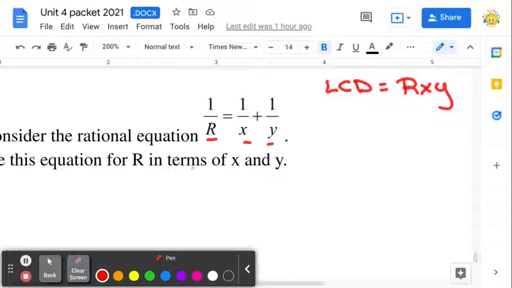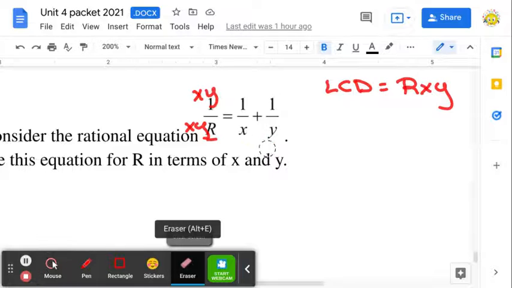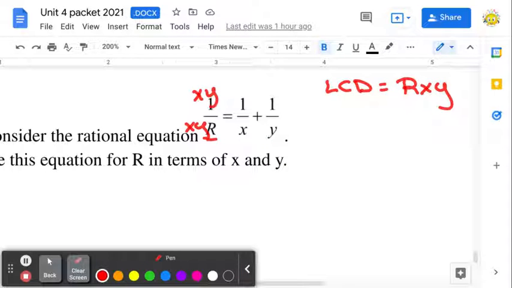So I'm going to take this first fraction, 1 over r. The r is already here, so I have to multiply the bottom by xy and the top by xy. For the second fraction, 1 over x, the x is there, so I have to multiply that by ry. Whatever you do on the bottom, you got to do on the top. And then the last one, I'm going to multiply this fraction by rx. Again, whatever you do on the bottom, you have to do on the top.